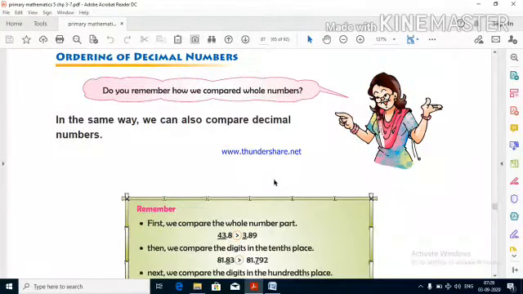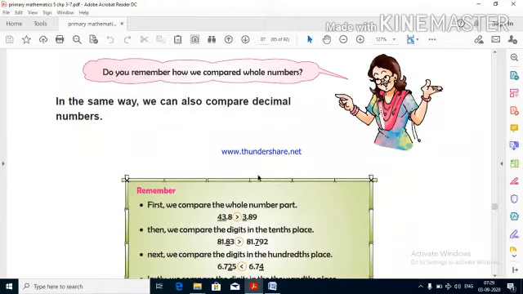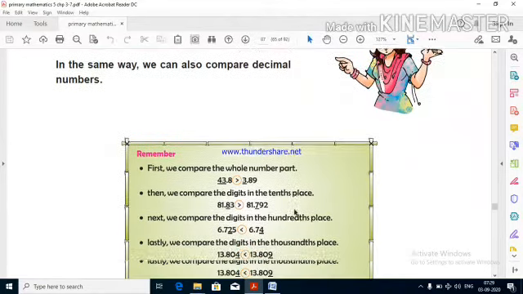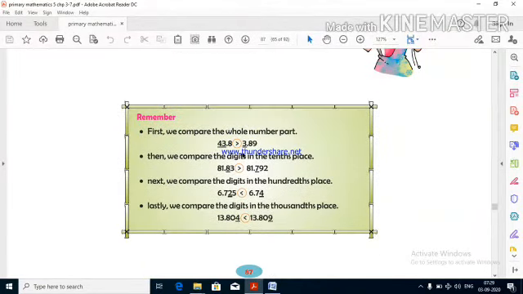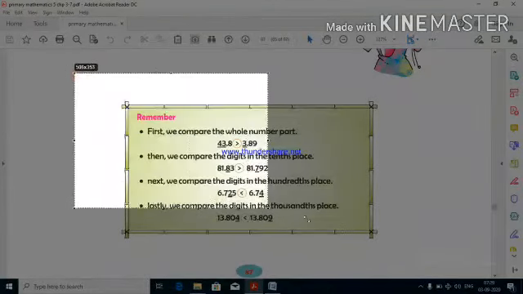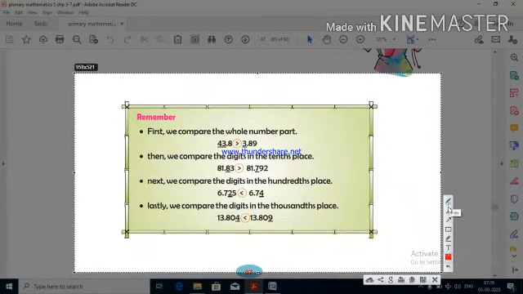Ordering means how we should compare the decimal numbers, and how we should write the ascending or descending order of the numbers. For this, first of all, you have to remember something while comparing decimal numbers. First, we compare the whole number part. Let us take an example, 43.8 and 3.89. 43 is the whole number and here 3 is the whole number. So 43 is greater than 3, that's why 43.8 is greater than 3.89.